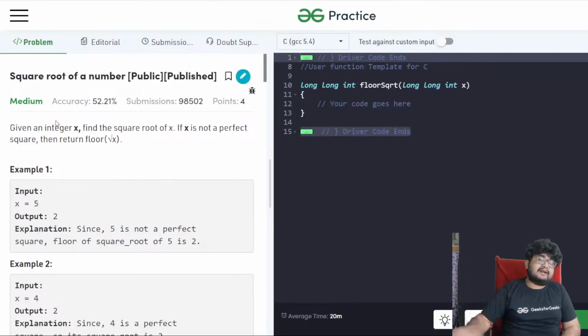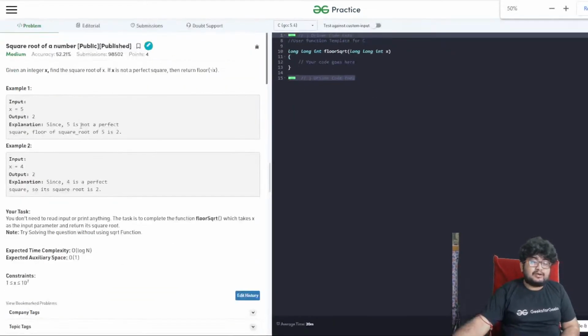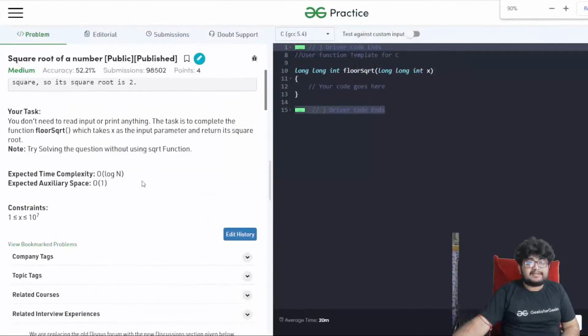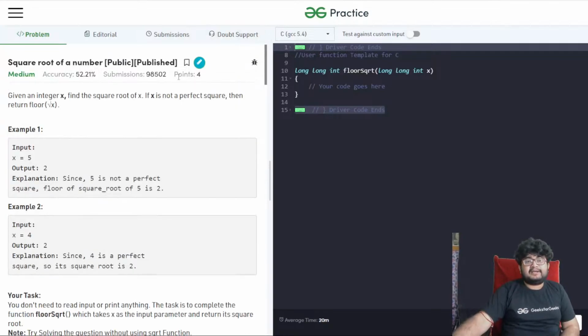Second is square root of a number. So you are given an integer x, you have to find the square root of x, right? But if you look into the complexity, it should be order of log n time, right? So you have to find the square root of a number in order of log n time. This is also pretty simple. You can definitely try to solve this.